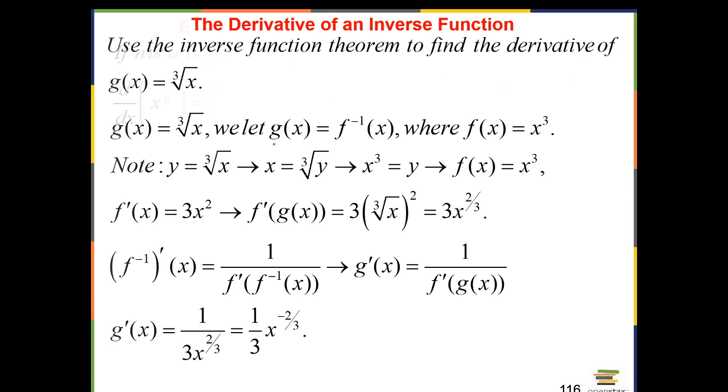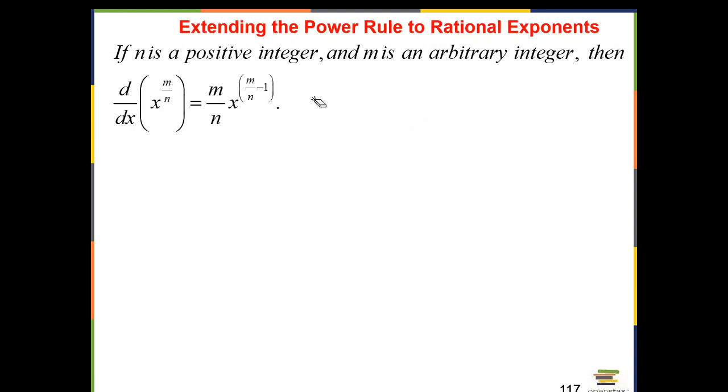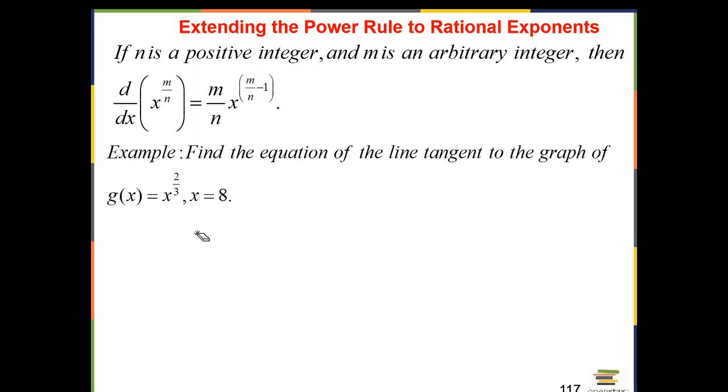All right, so let's look at an example here. Extending the power rule to rational exponents. Now, with this idea, we can actually prove, remember this rule so far, we know is n x to n minus 1. We proved that if n is an integer, that actually works. But what about if n is a fraction? Well, now we're going to prove that that works too. How? Well, first we're going to look at an example, right?